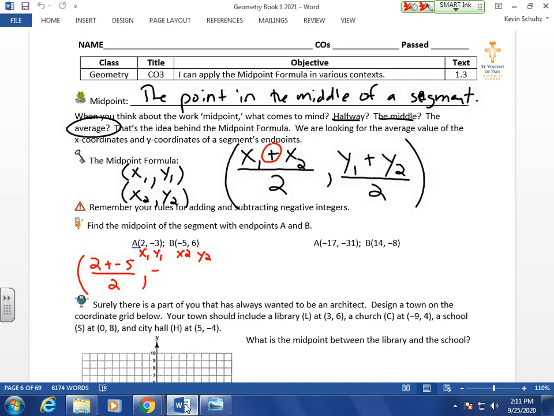And then our y values, y1 plus y2, we've got negative 3 plus 6, and we are dividing that by 2, and that is going to be the midpoint of the segment with endpoints A and B. 2 plus negative 5 is negative 3. Divided by 2 is negative 3 halves. That's what we get from the x part. The y, negative 3 plus 6 is positive 3. Divided by 2 is positive 3 halves. So we have negative 3 halves, positive 3 halves. Okay? Questions on that?